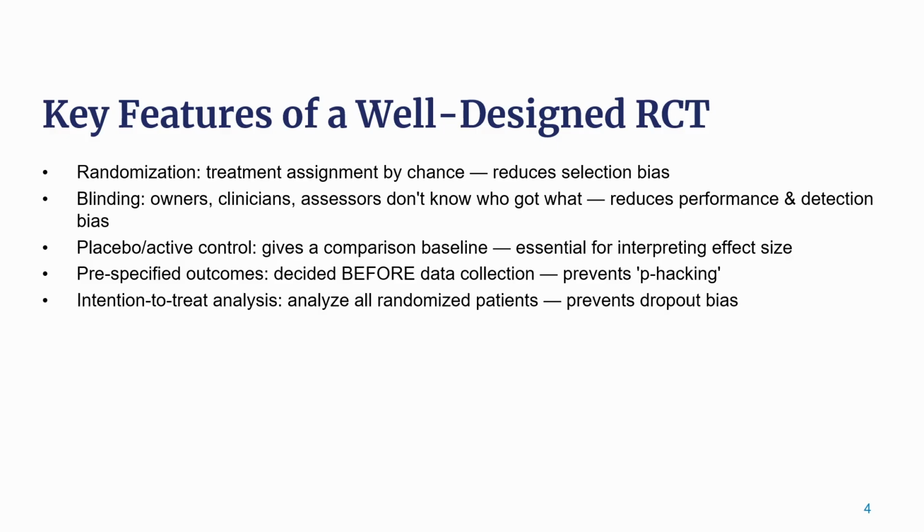Think of this as your quality checklist when reading a drug trial. Randomization we've covered. Blinding is the next big one. If the owner knows their dog got the real drug, they may report better outcomes even if the drug didn't actually work. This is the placebo effect in veterinary medicine, and it's real. Pre-specified outcomes matter because if a researcher measures 20 outcomes and reports only the 3 that were significant, you'd expect 1 or 2 to be significant by chance. This is called p-hacking, and it inflates the false positive rate.